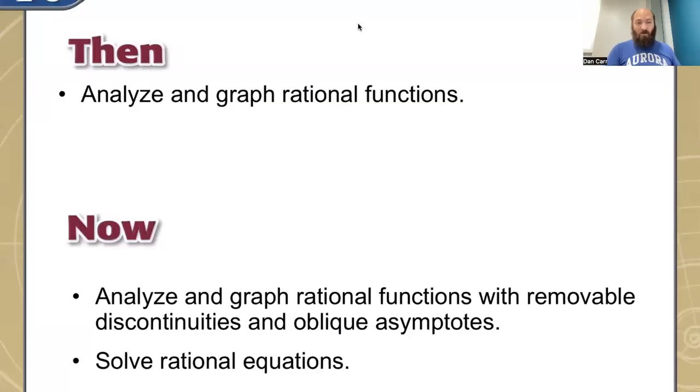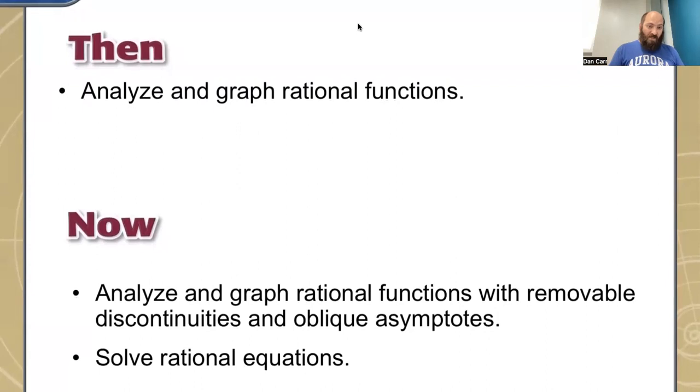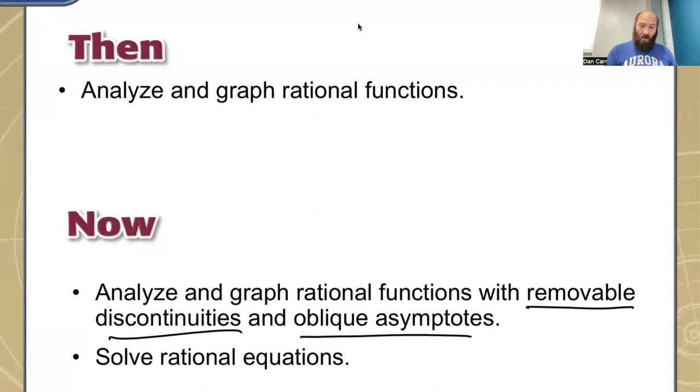Today we're going to be talking about 2.5 day 2. We've already talked about some of our basics with graphing rational functions. We're going to look at a couple special cases today, and that's going to be when we graph our rational functions with what's called removable discontinuities and oblique asymptotes. It's going to be a new kind of asymptote to talk about. We're also going to spend some time solving our rational equations.